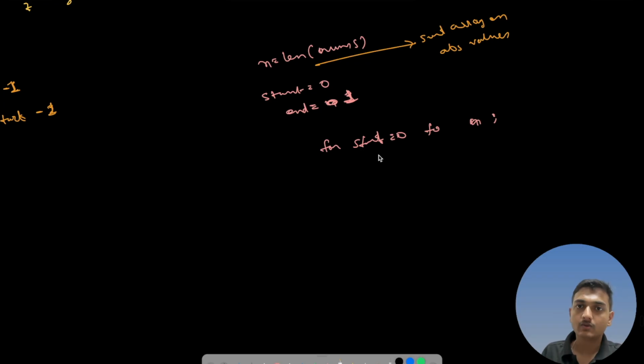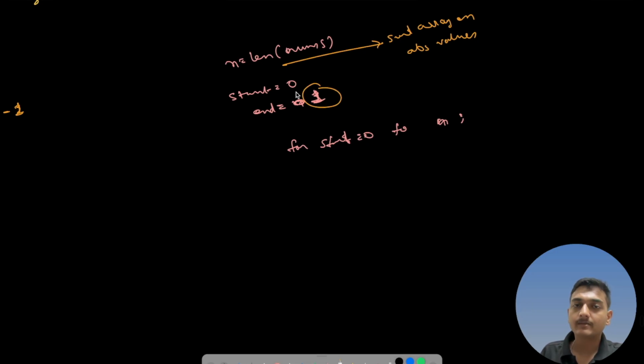Okay, super. So this is the start pointer. This is basically the end of a start pointer. Now my end, I am starting end from 1. So what is the next thing I need to do?